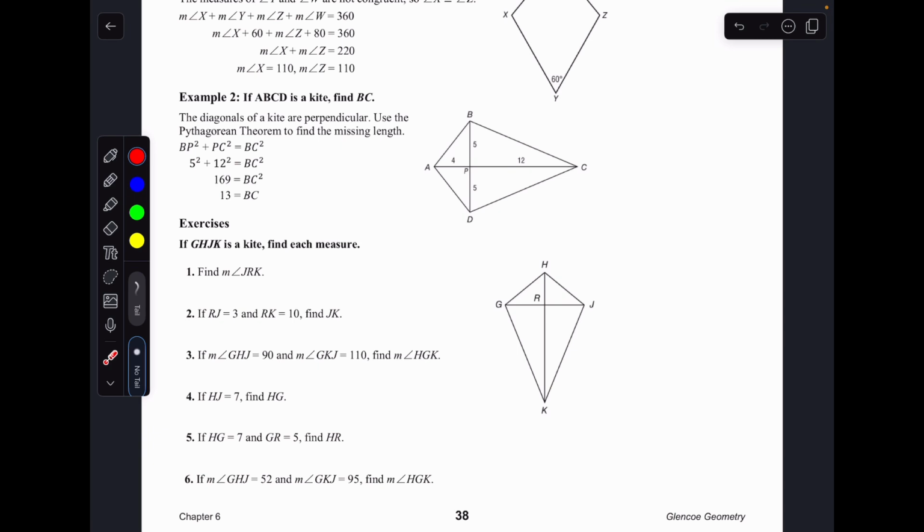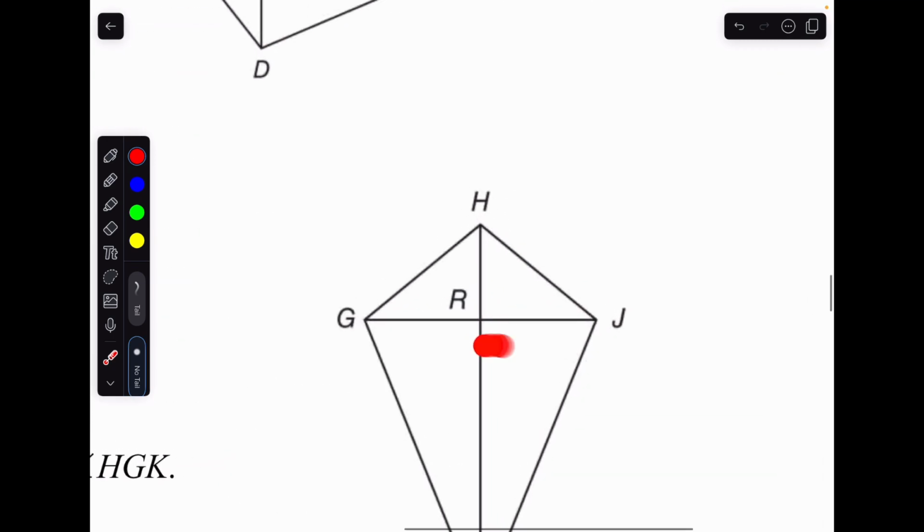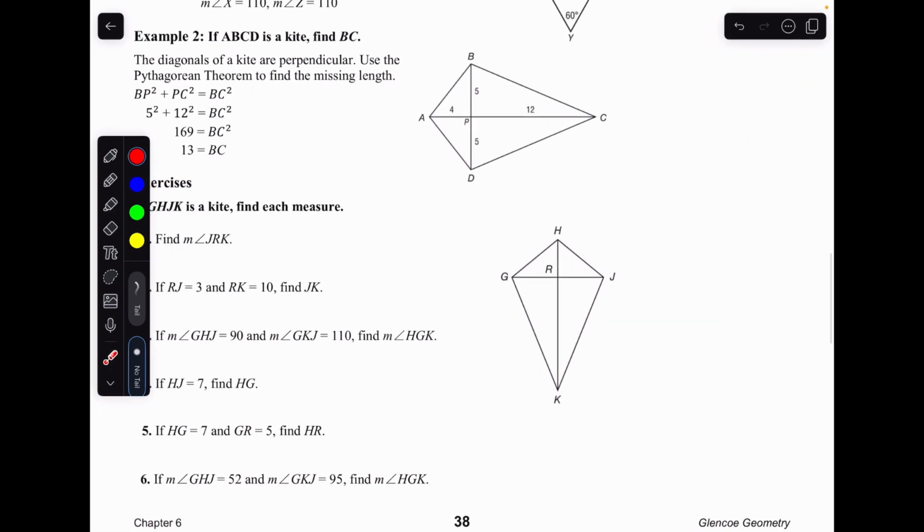Let's start with this problem. Find JRK. So JRK, that is the diagonal right here. Okay, the intersection. So that is simply 90 degrees. 90 degrees on that one. Okay.